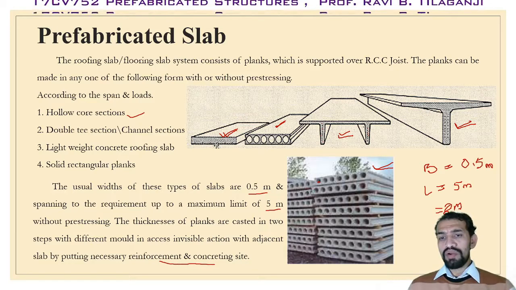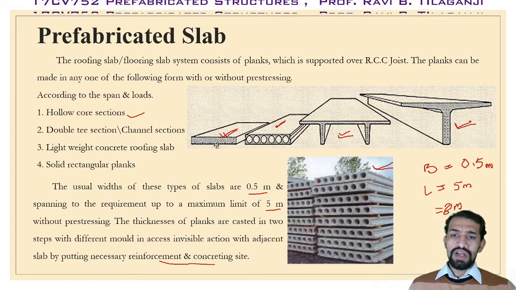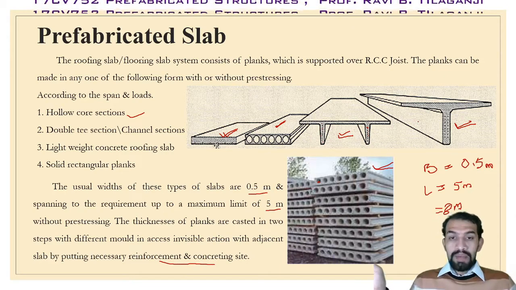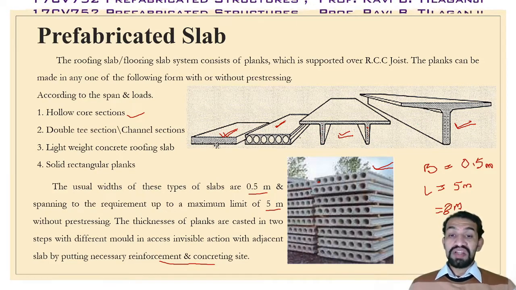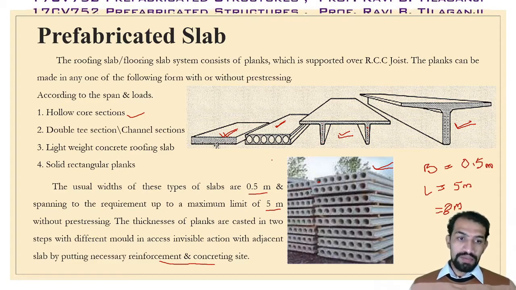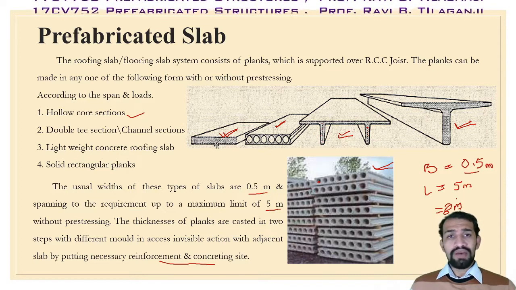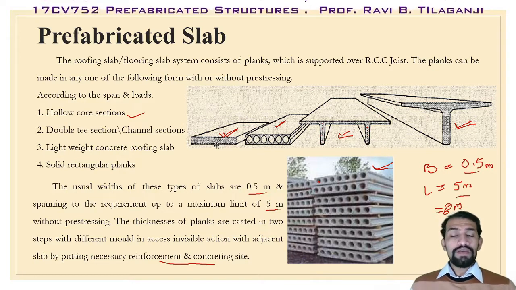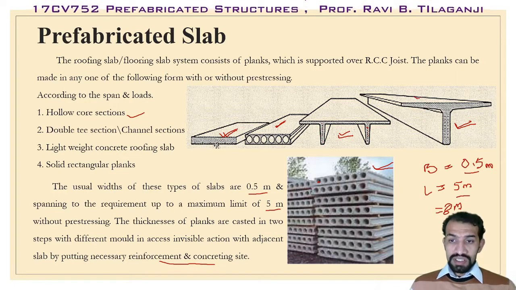So we are going to provide some invisible parts, such as the tendons. They are prestressed. This prestressing will make them a prestressed concrete structure, which is nothing but one of the prefabricated types only. So these are the dimensions we have to remember: 0.5 meter width and 5 meter length. If precast and prestressing are provided, 8 meter length will be there. So this is single type, double type, hollow section and slab as it is regular.